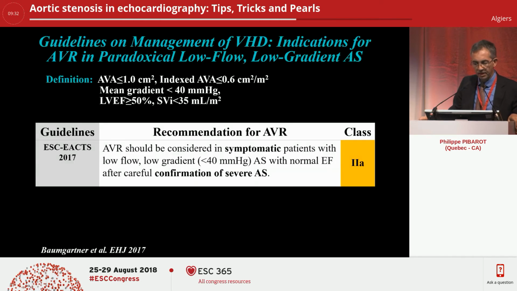So what do we have now for the other category of low flow, low gradient in the guidelines? A paradoxical low flow, low gradient with a preserved EF, but a low flow defined in the guideline as a stroke volume index lower than 35 ml per meter square. Well, if the patient is symptomatic and if you can confirm the stenosis severity, there is a class 2A recommendation for valve replacement in the guidelines.